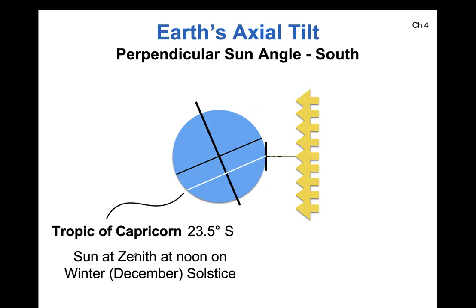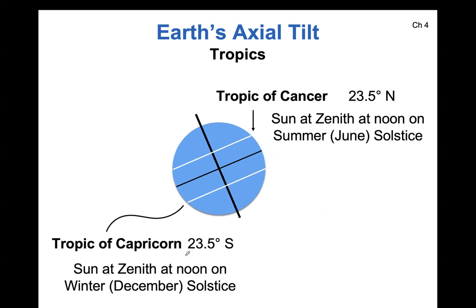This is the sun at the zenith. Zenith, again, being directly overhead at noon on the winter December solstice. All right. So these are the tropics. Everything between these two latitudes has one day of the year where the sun is directly overhead. All right.